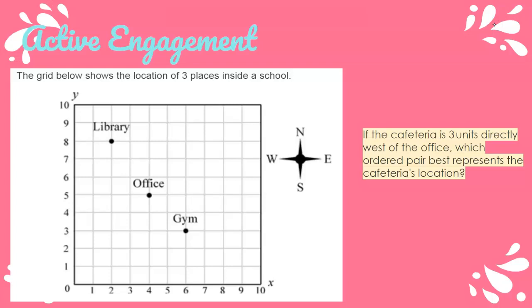The grid below shows the location of 3 places inside the school. If the cafeteria is 3 units directly west of the office, which ordered pair best represents the cafeteria location? Pause the video, turn and talk with a neighbor. What is the ordered pair of the cafeteria?